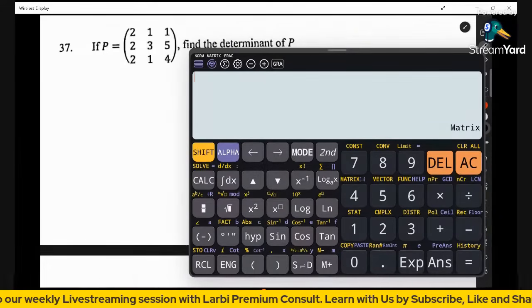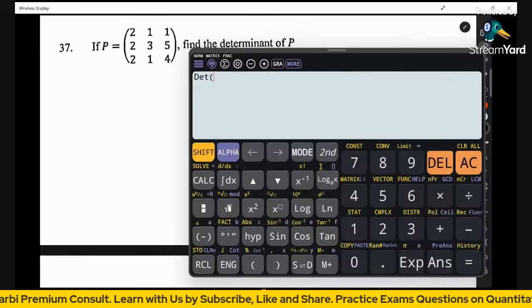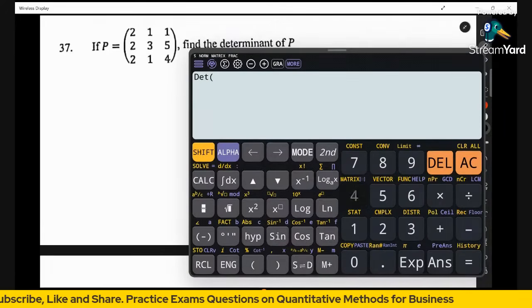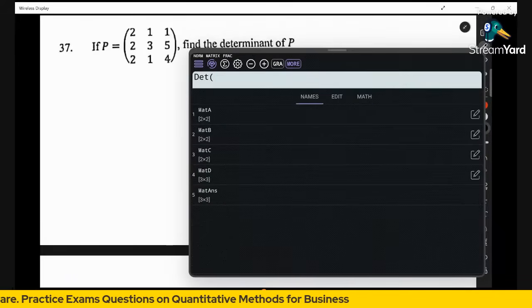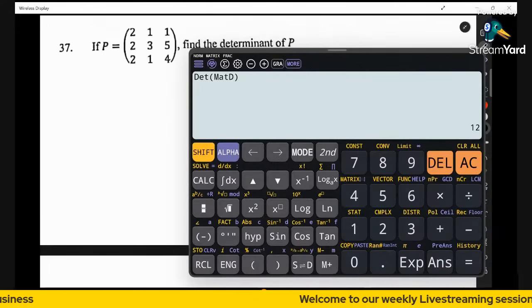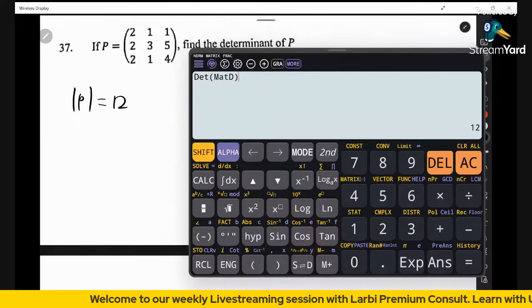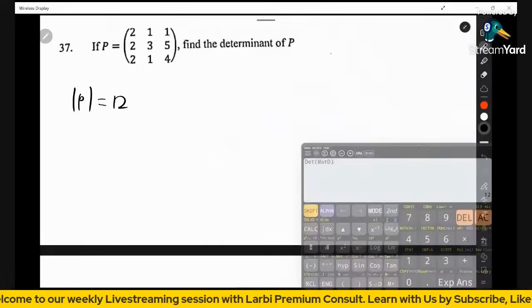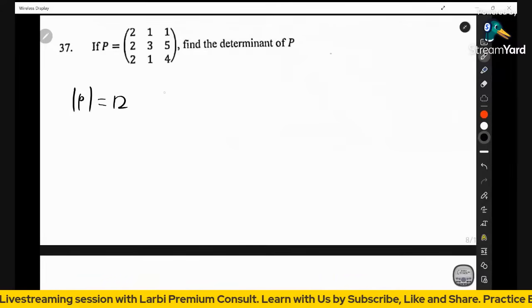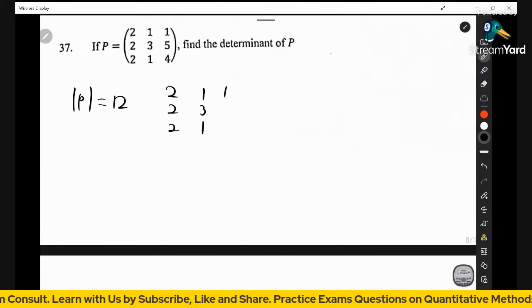So with my case, I'll press shift, I'll press 4, and I'll go to my math here. Now select my determinant. So once the determinant appears on my screen, I'll go to shift again, I'll go to 4, and then I'll come back to the name. So I'll select matrix what? D. And then I'm getting my determinant to be what? 12. Very simple. So therefore, that P is equal to what? 12. Let's see if that is true. If you want to confirm that using your upward and downward arrows, that's also very simple. So you have 2, 2, 2, 1, 3, 1, 1, 5, 4.